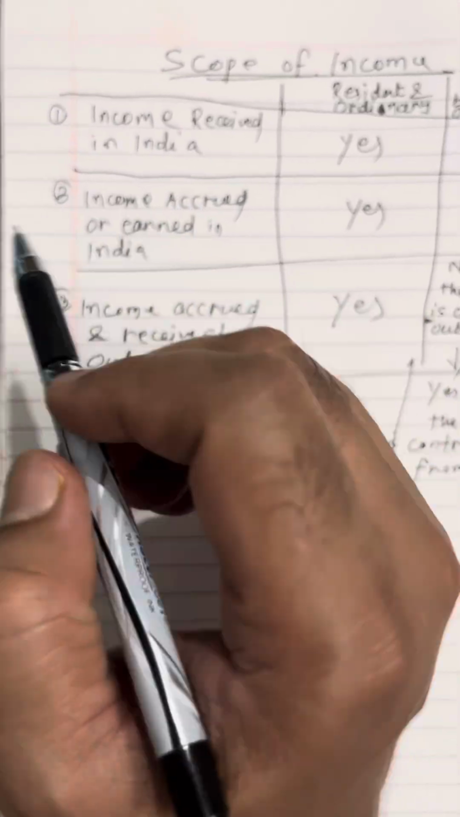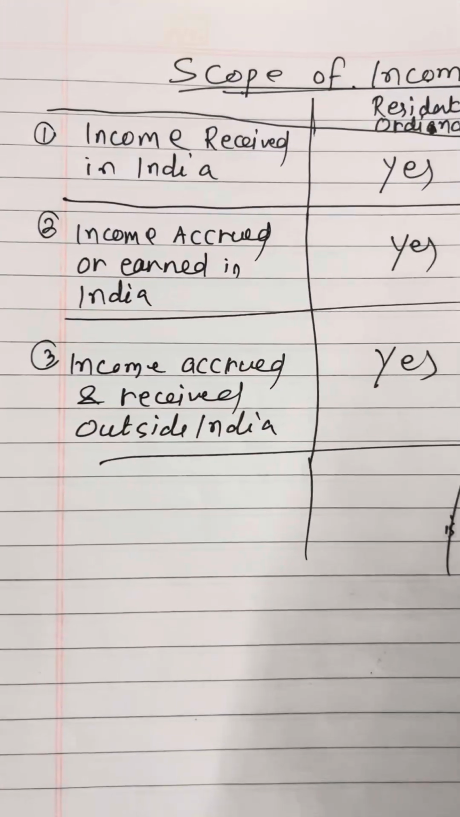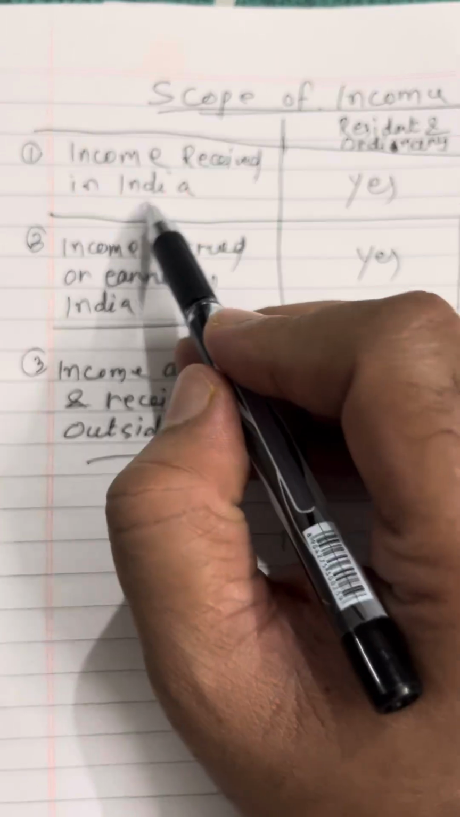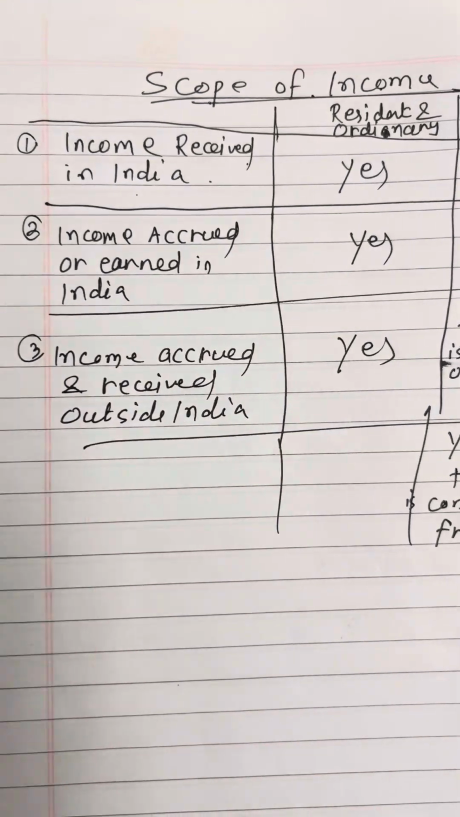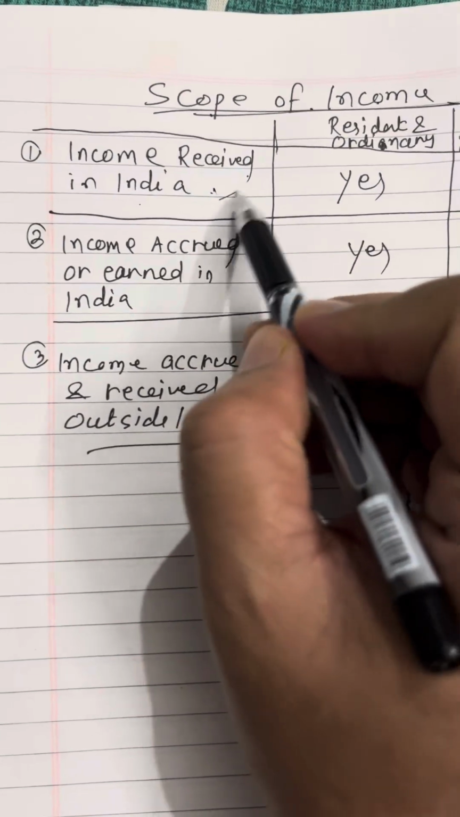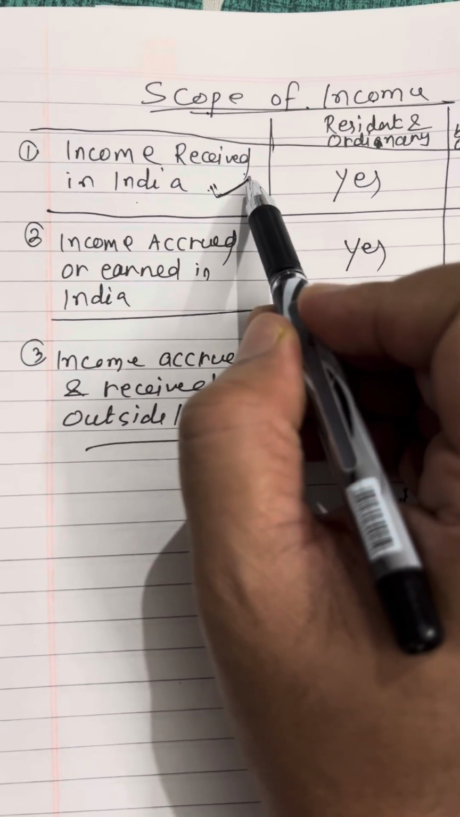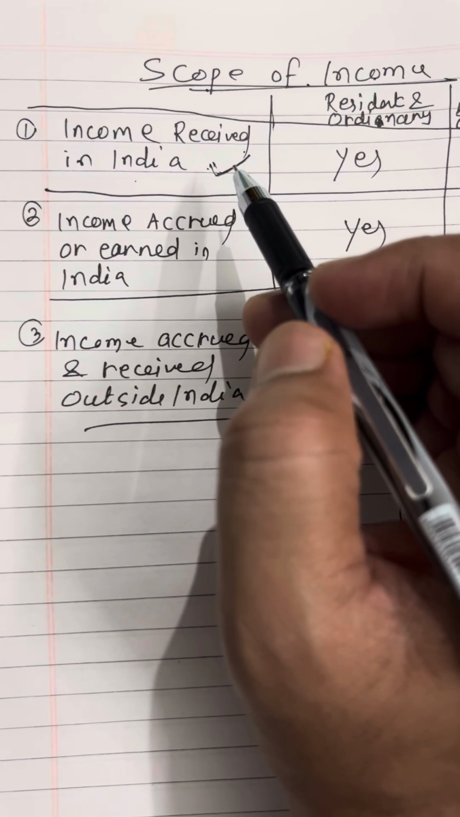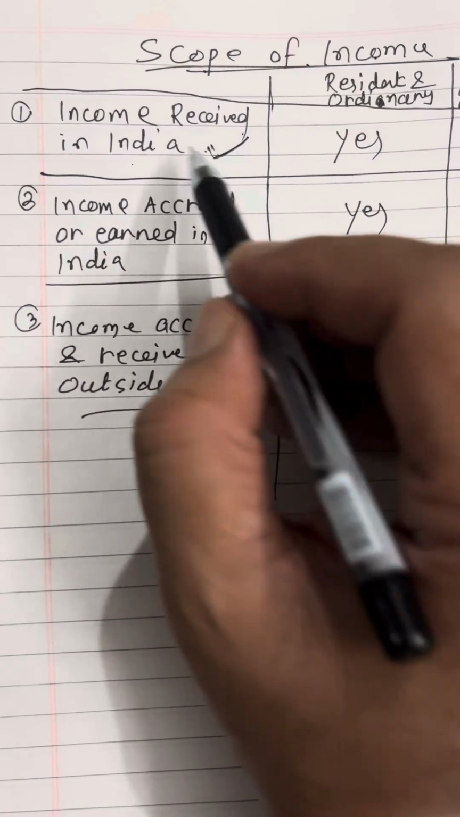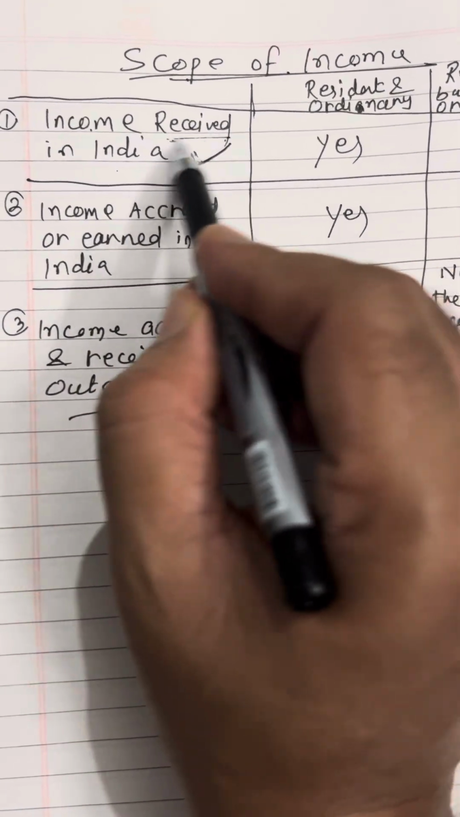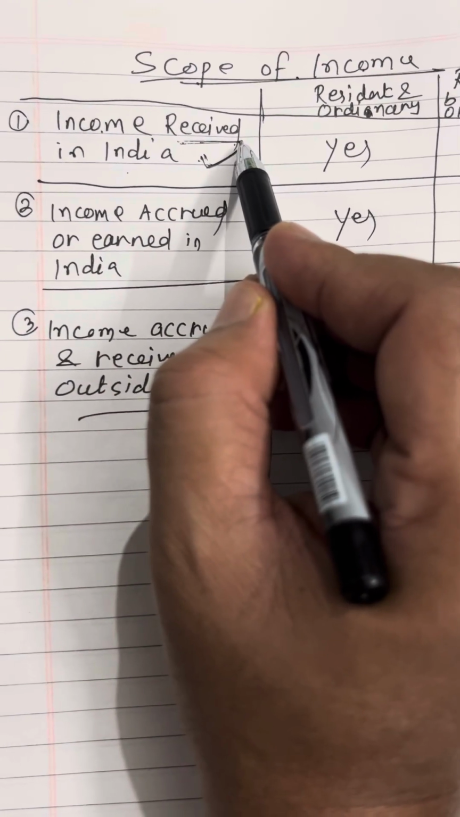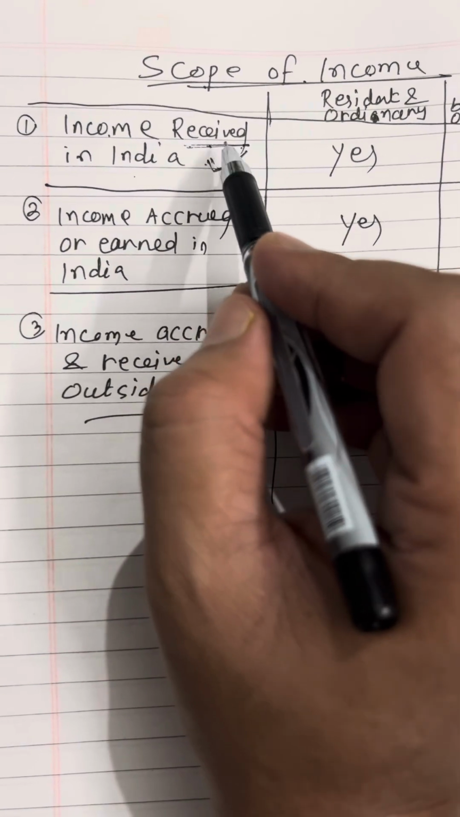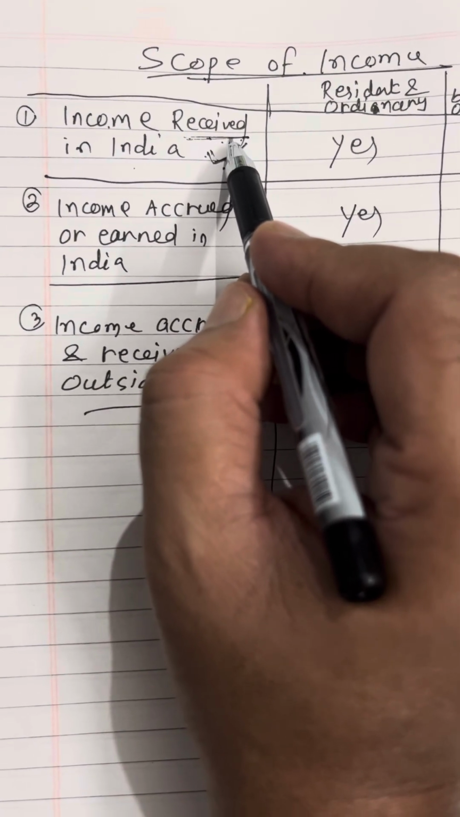So there are three situations. Situation 1, income received in India. If any income you received in India, the place of accrual or the place where you earned that income doesn't matter. Any income you received in India, for example, you received salary in India. Received means the amount credited to your bank account. Fine.